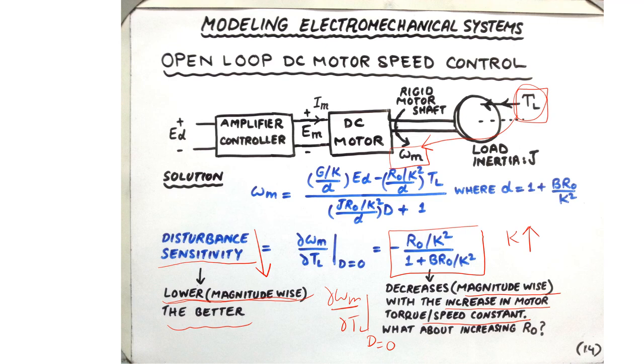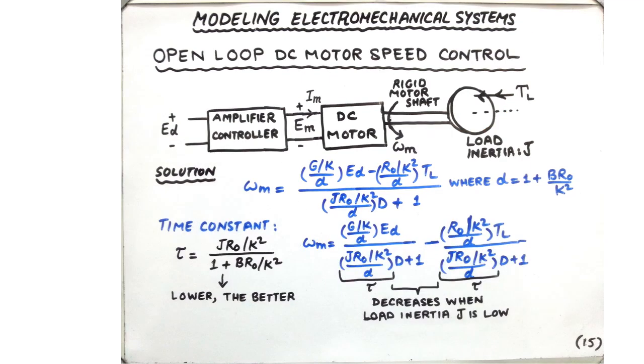What about other ways? You might want to think of other ways to reduce the disturbance sensitivity, one that doesn't require us to change the parameters of the motor, because that's our hardware. It might be difficult. Try to think about this question. How about if we try to increase R0 to reduce the disturbance sensitivity? But the problem is that R0 appears not only in the numerator but also in the denominator. So that might be a little bit tricky in this case.